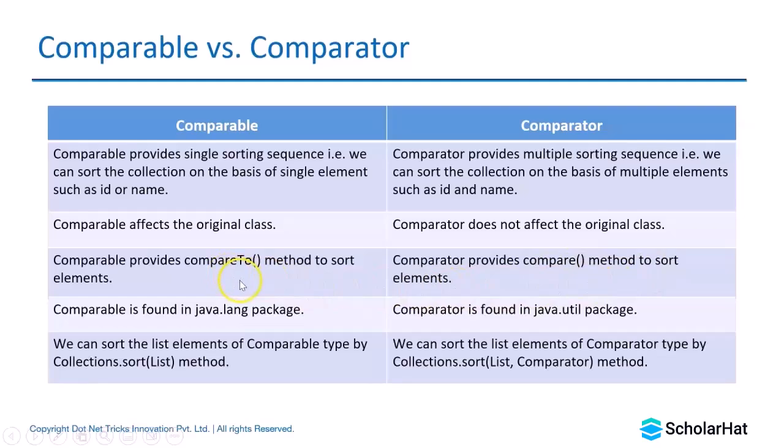The compareTo method takes one object by which the current object needs to be compared. But in the case of Comparator, it takes two objects that need to be compared together. That's what I told you. Both are available in the lang package. We can sort the elements of Comparable type by Collections.sort, just passing the list. But in the case of Comparator, the sort method waits for two parameters: the first is a list and the second is a Comparator class in which we have implemented the logic. Let's talk about it practically.